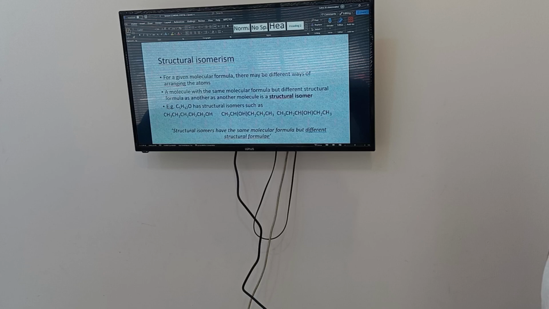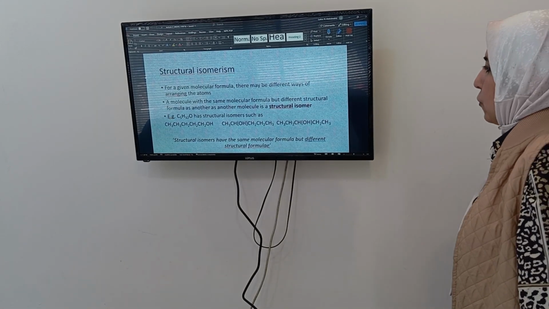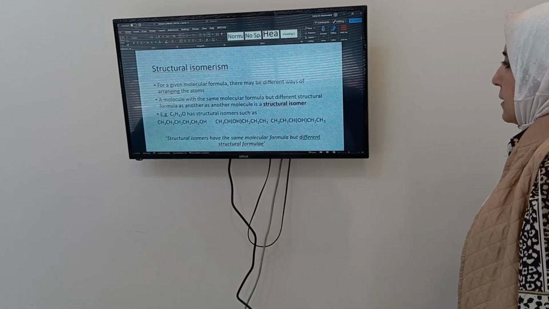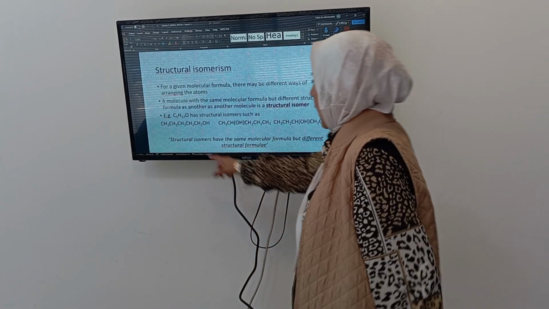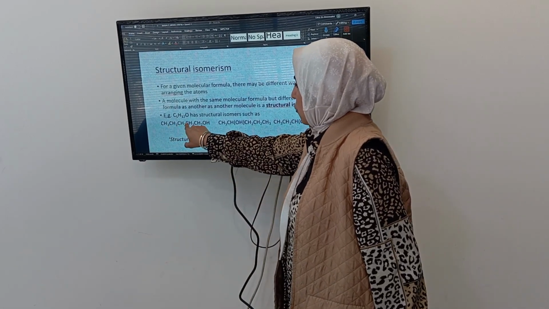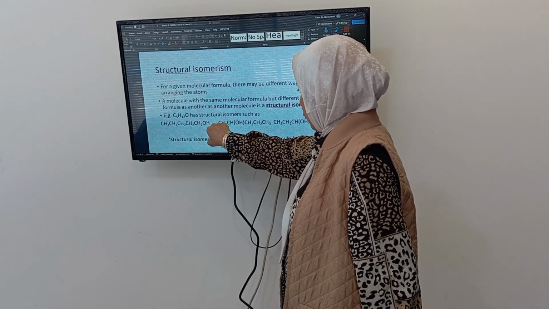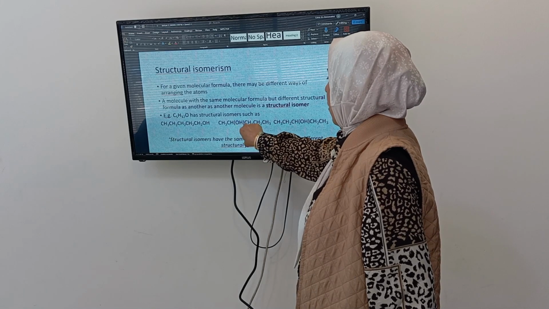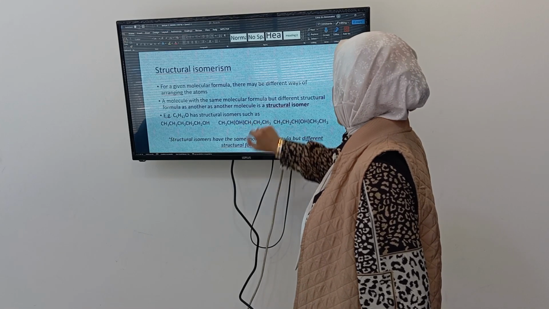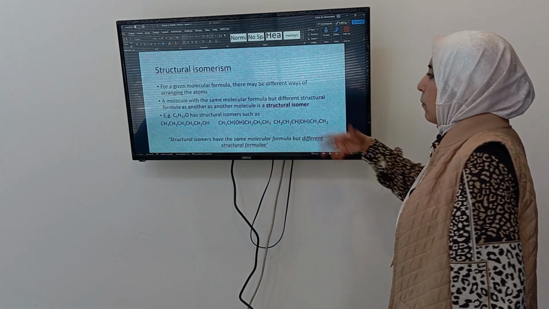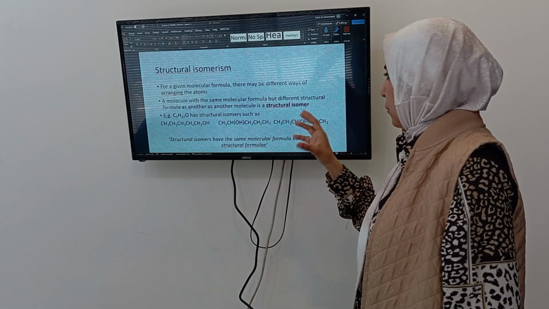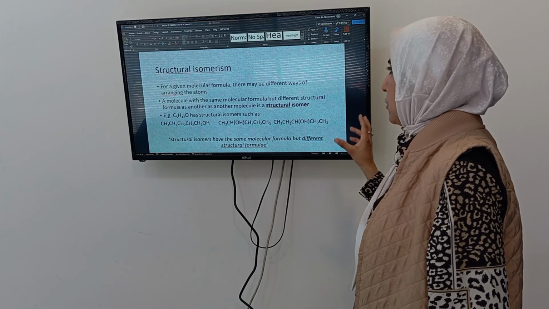For example, C5H12O has structural isomers such as CH3CH2CH2CH2CH2OH, or CH3CH(OH)CH2CH2CH3. Or we have other possibilities of connection between isomerism.